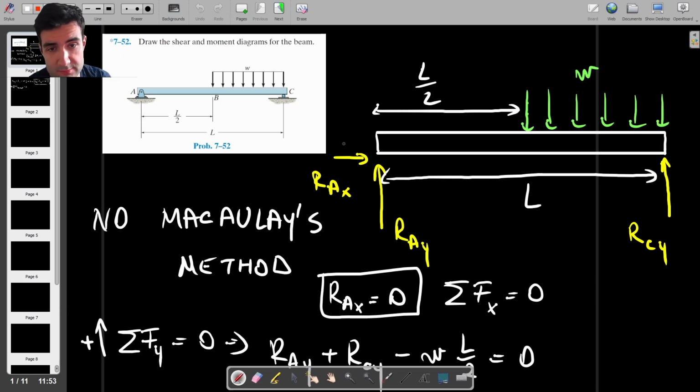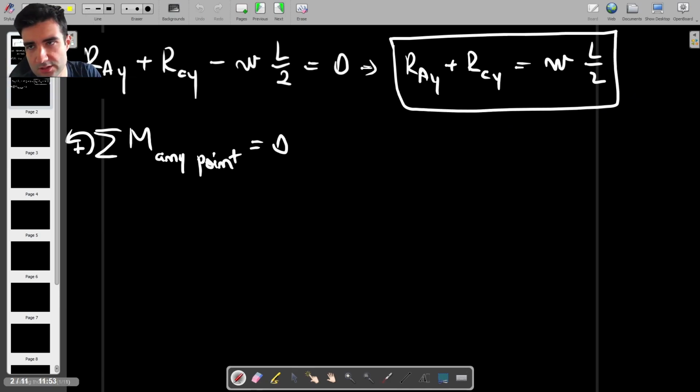For example, I'll take moments about A. The reason for that is if I take moments about point A, and this is point C, one of the reaction forces is going to cancel. I could take moments about point C using the same logic, but I'll take moments about point A. If you want, you can choose to take moments about point C, and you should get the same answer. So let's do this.